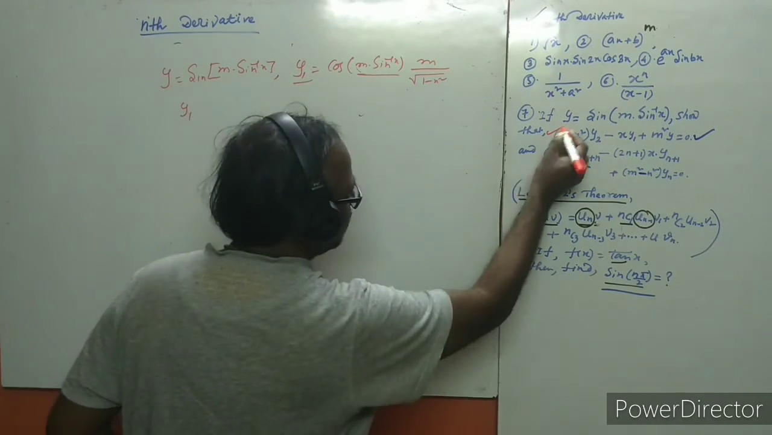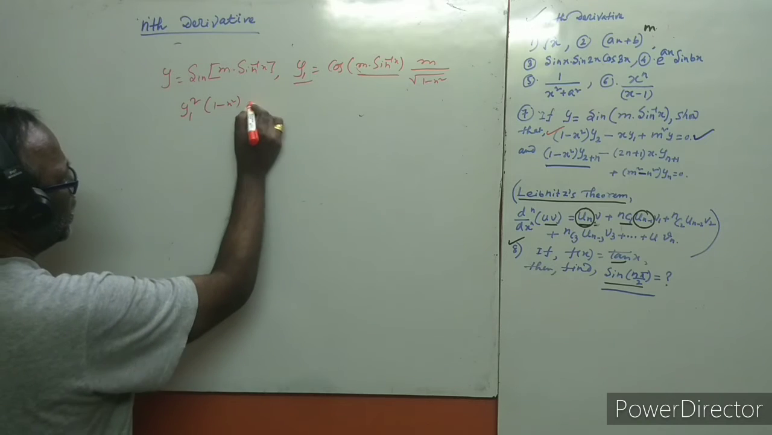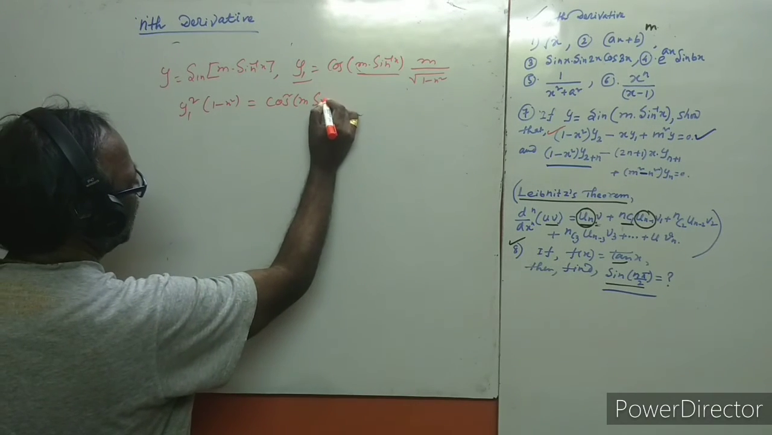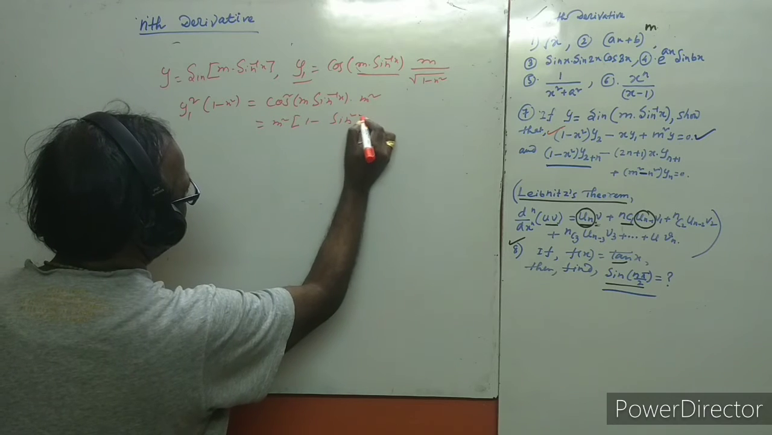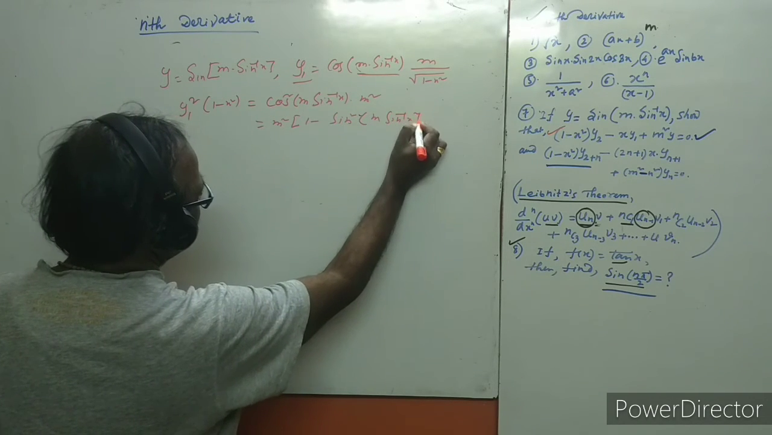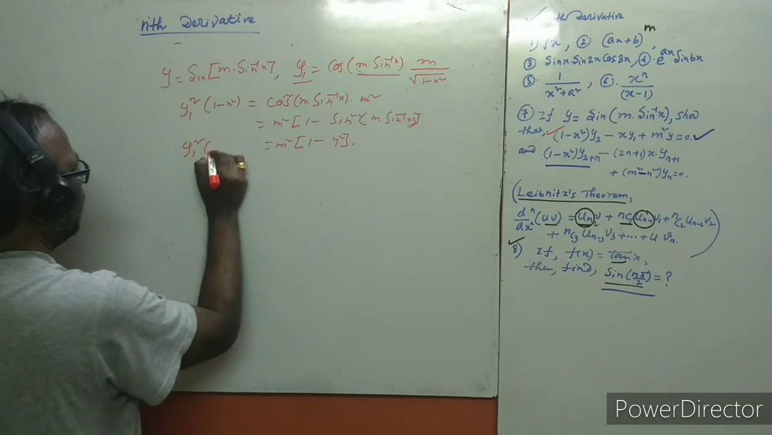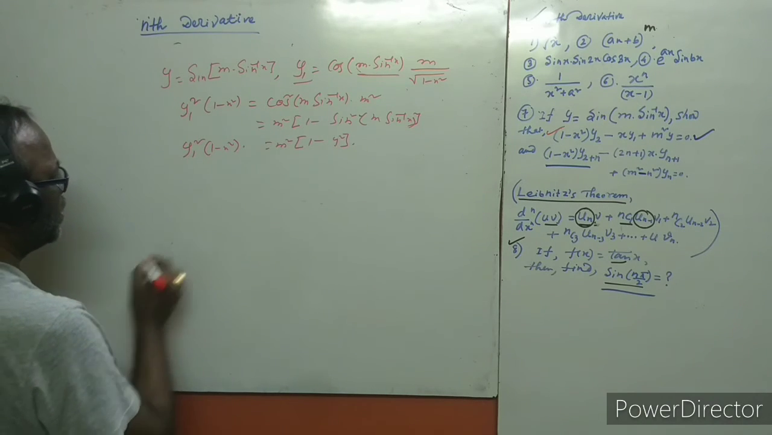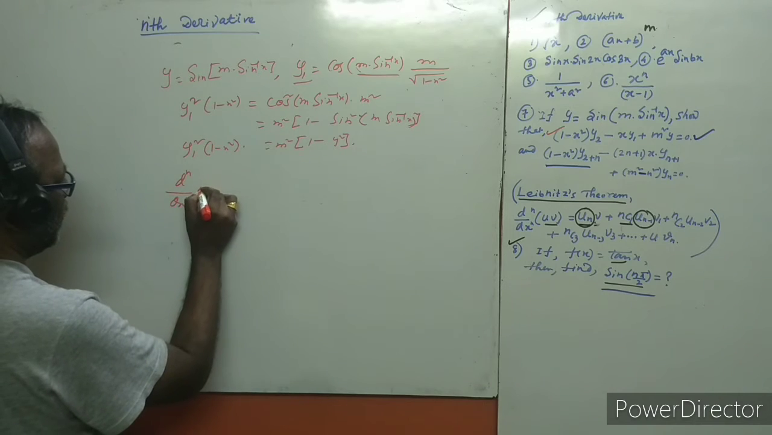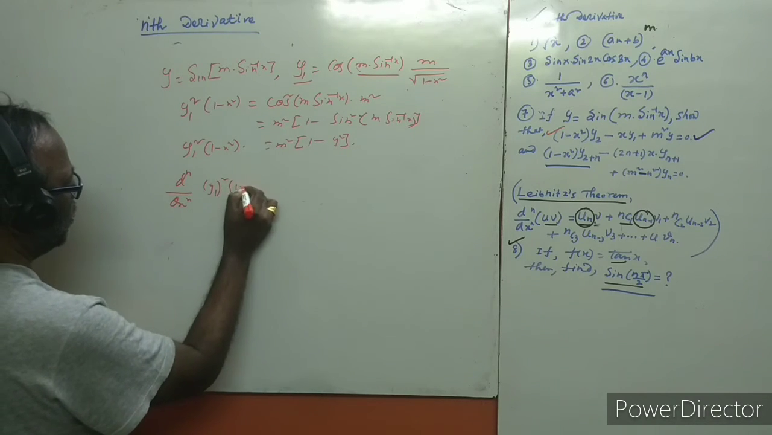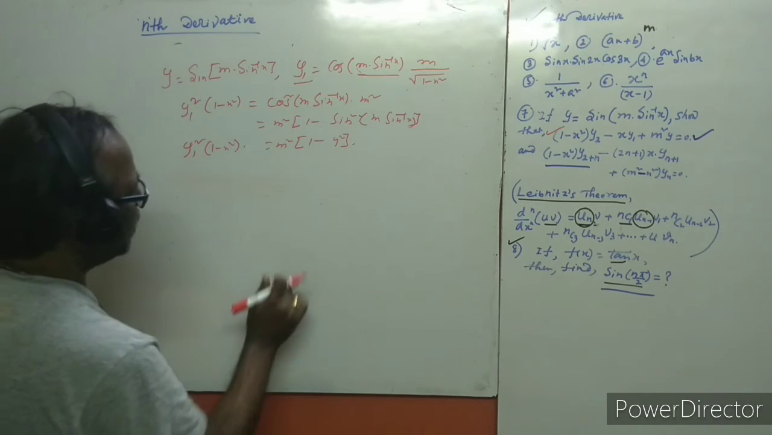For the first part of the 7th question, y1 square, and this is cos square of m sin inverse x into m square. So again rewrite it as 1 minus sin square of m sin inverse x, and now m square, and that is 1 minus y square. So y1 square times 1 minus x square equals m square times 1 minus y square, and differentiate both sides with the help of Leibniz rules.